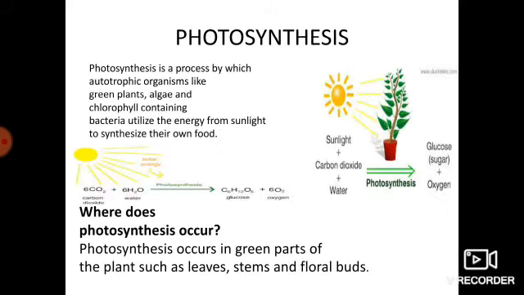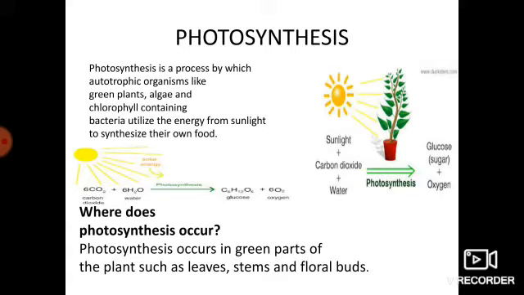Next one is photosynthesis. Photosynthesis is a process by which all autotrophic organisms like green plants, algae and chlorophyll containing bacteria utilize the energy from sunlight to synthesize their own food. The photosynthetic process is very important because this process only provides food for all living organisms in the world, without which we cannot expect the life forms.